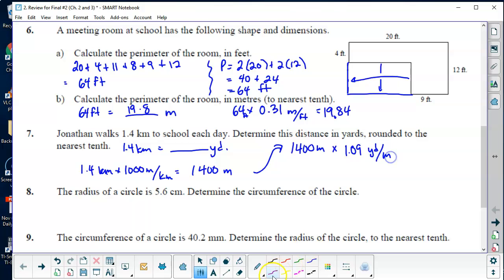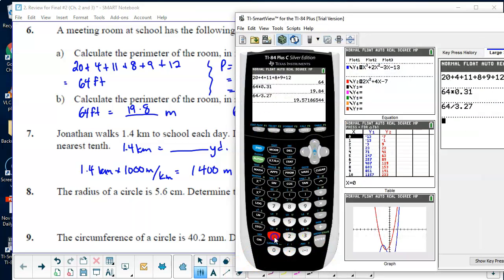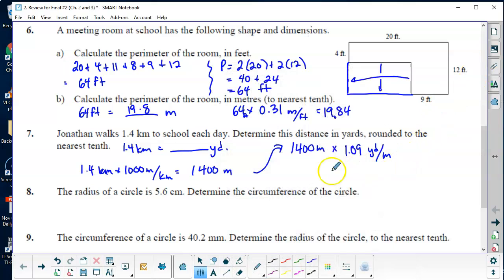Yards per meter. So 1,400 times 1.09 is 1,526 yards. Oops, yards. Okay. And it says nearest tenth, but we didn't have to round to the nearest tenth.